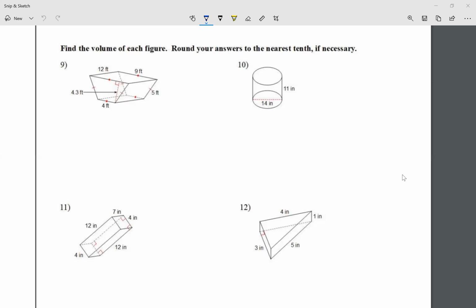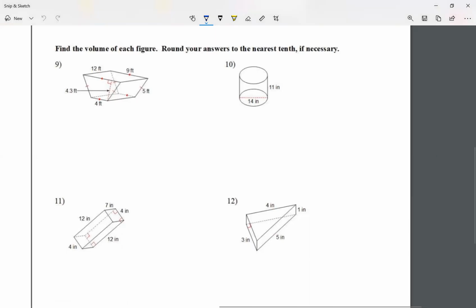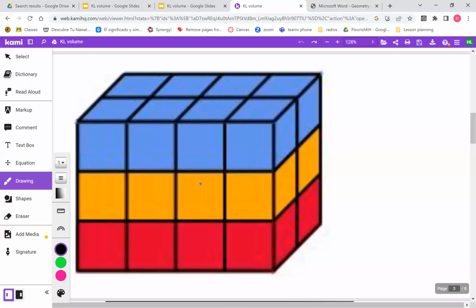All right. So again, volume is the space inside a solid, right? A solid is a 3D image. So we're looking at volume, the space inside. We're going to be looking at our notes from 9 through 12. But before I look at our notes for today, let's take a look and understand what volume actually is. So let me share this image with you.